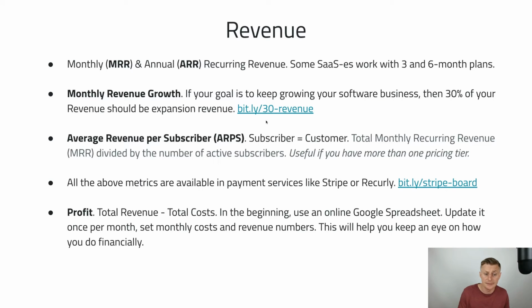Okay, and finally, if you have more than one pricing tier, then you might also want to track the average revenue per subscriber metric. Here under subscriber, I mean a paid customer. This is the total monthly recurring revenue divided by the number of customers.